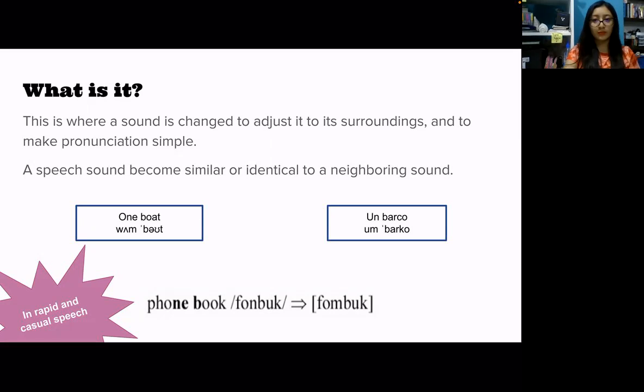We have an example, the phrase, one boat. As you can see, the N sound in one will become an M, which is a bilabial sound, when we're pronouncing it fast. So we're going to say one boat instead of one boat. The same happens in Spanish, and as I said, in many languages, with un barco, which is pronounced un barco.